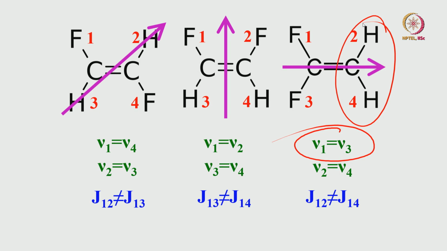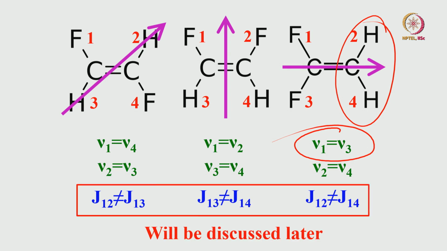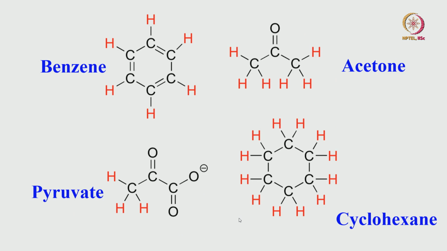Again, the couplings 1-2 and 1-4 may be different, they are not the same, but nevertheless, in all the three difluorosubstituted ethylenes, fluorine NMR gives a single peak and proton NMR gives rise to a single peak for the proton, because of chemical equivalence. These are all called chemically equivalent spins. Of course, couplings will be different, that we will discuss later.